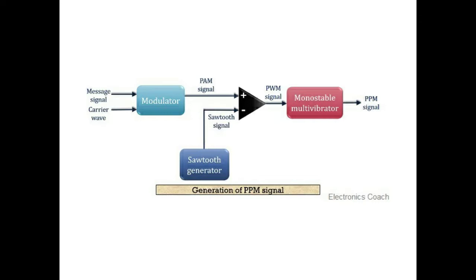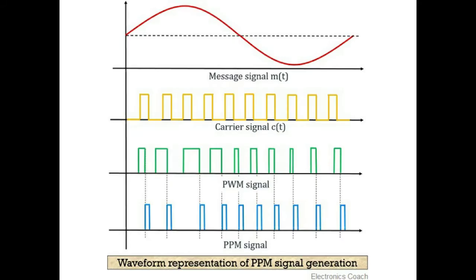The PAM signal will be given to the non-inverting terminal of the op-amp comparator. The ramp wave, which is the output of the sawtooth generator, will be given to the inverting terminal of the op-amp comparator. Now the comparator will compare these two and produce a PWM signal. That PWM signal is passed through a monostable multivibrator to produce PPM. You already know multivibrators will produce a square wave.